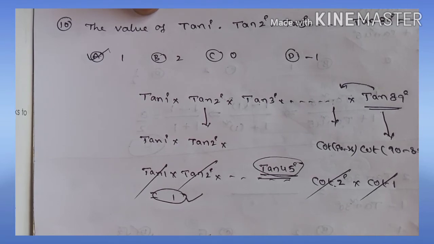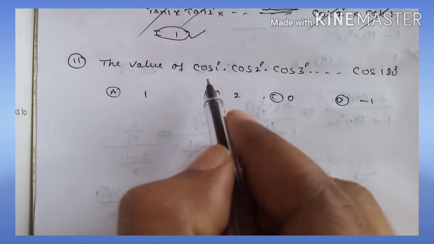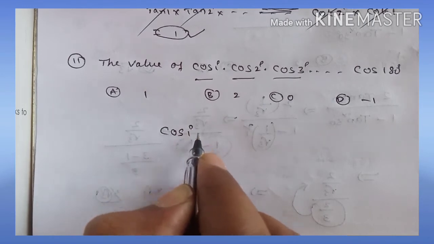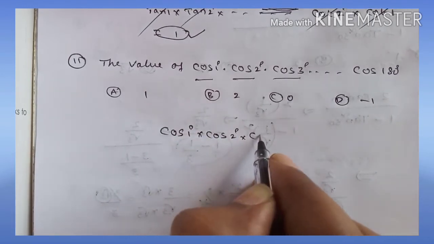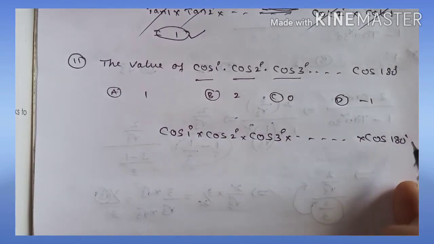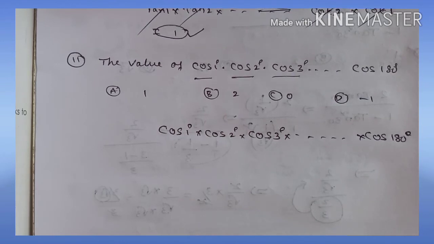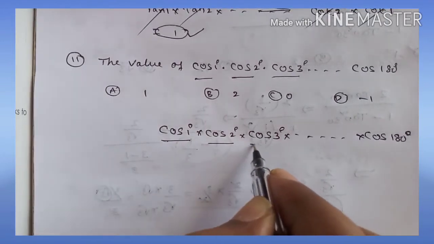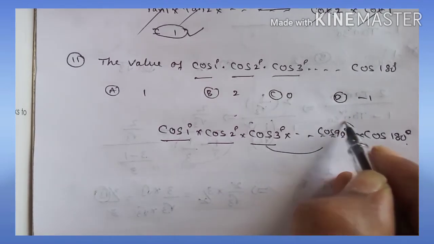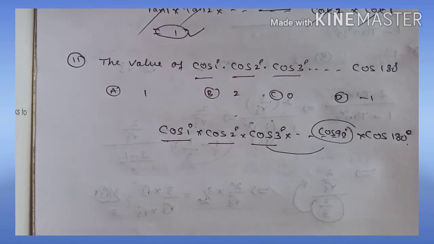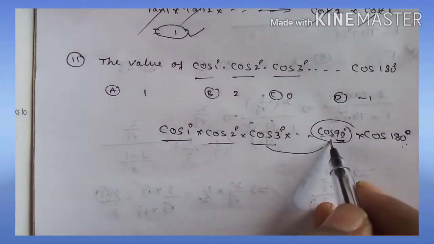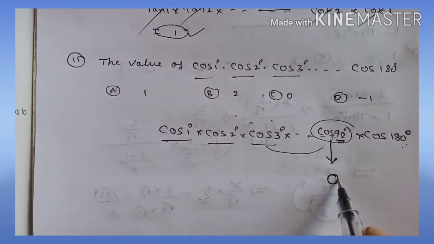Similarly, the next problem. Next one is the value of cos 1, cos 2, cos 3 and so on up to cos 180. Cos 1 degrees, cos 2 degrees, next one cos 3 degrees and so on up to cos 180 degrees. We have to multiply all these values, right? If you continue cos 1, cos 2, cos 3 and so on, you will get up to 180 degrees, right? So can we get the between 90 degrees also? Yes, definitely up to 180, between definitely cos 90 value also will be here. So we know cos 90 value is equal to 0.